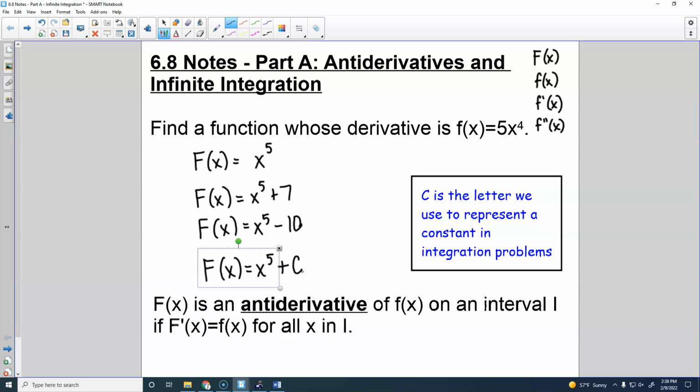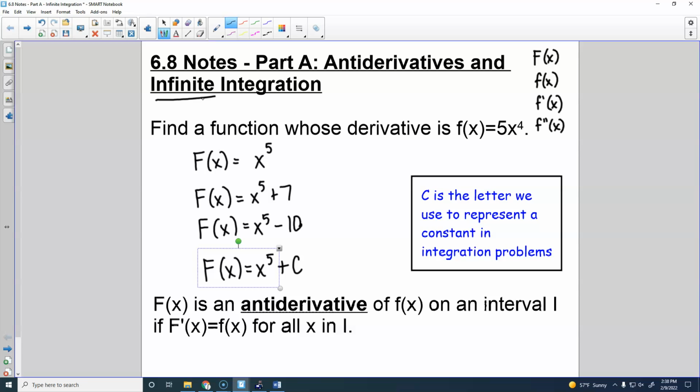In text, whenever it's typed, you can usually tell a difference just based on how it is. They're not going to make a big deal whether you use a lowercase c or uppercase c as far as grading. So this c is the letter we use to represent a constant in integration problems. And you must always, always, always, when you're doing general integrals, this is called indefinite integration, because that c could be any number, which means you have an infinite number of solutions, right? So you always have to put that plus c when you integrate for these types of problems.